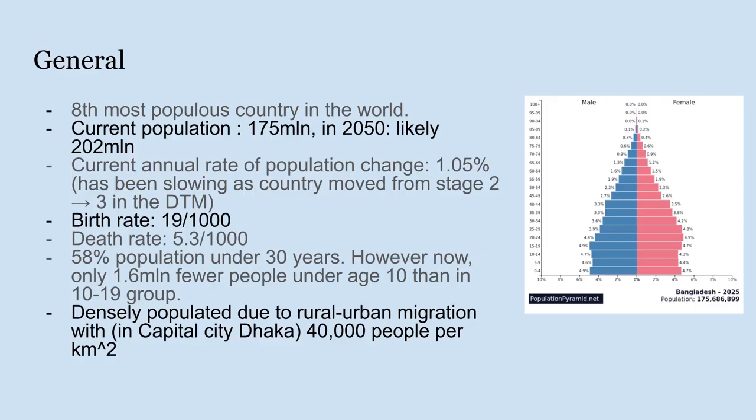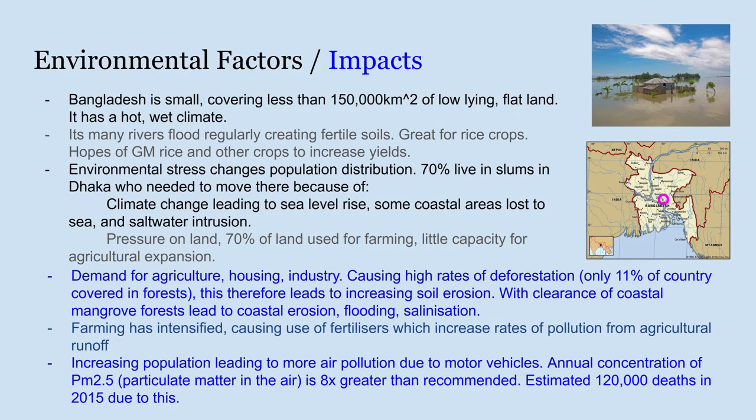So Bangladesh is densely populated due to rural to urban migration, within the capital city of, I think it's Dhaka, I'm gonna just say Dhaka, 40,000 people per kilometer squared. So here I'm going to first talk about the environmental factors, and then impacts are in a different colour. So Bangladesh is small, covering less than 150,000 kilometers squared of low-lying flat land.